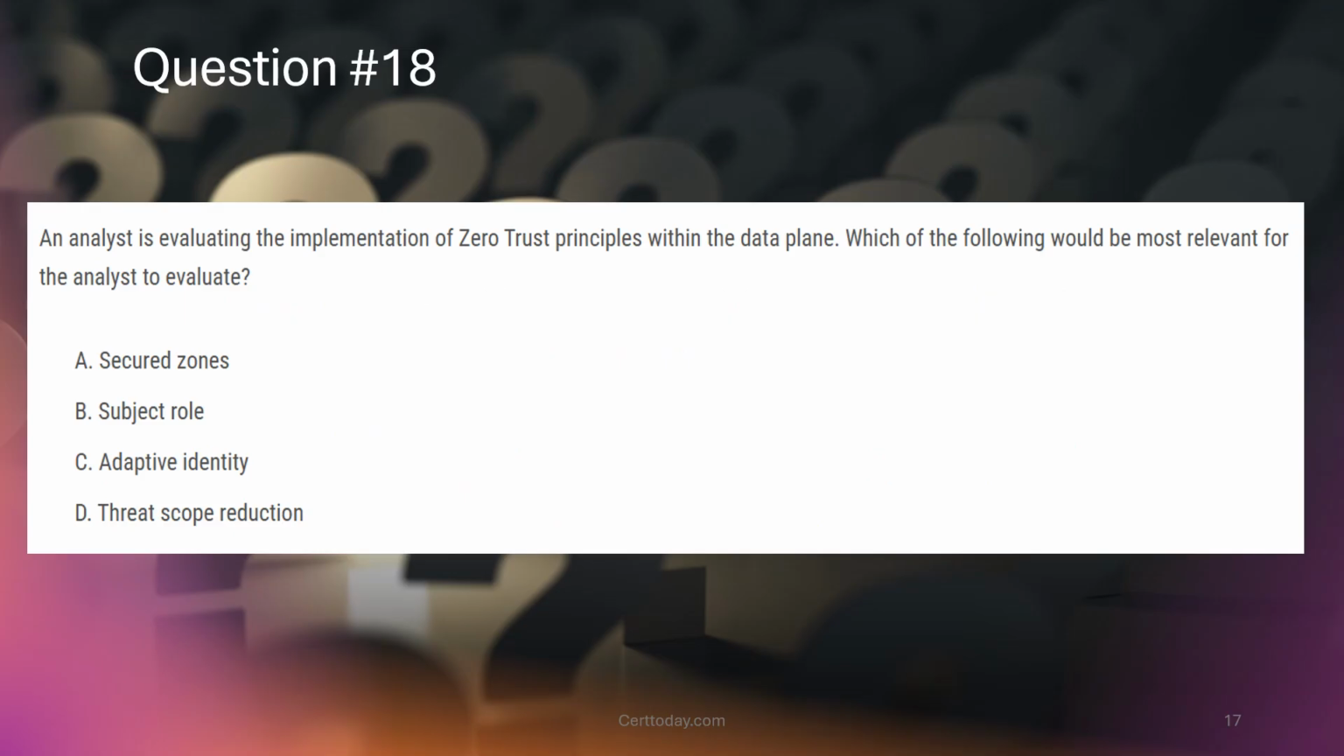Question 18. An analyst is evaluating the implementation of zero trust principles within the data plane. Which of the following would be most relevant for the analyst to evaluate? A, secured zones, B, subject role, C, adaptive identity, or D, threat scope reduction?